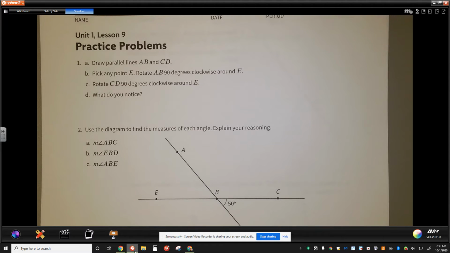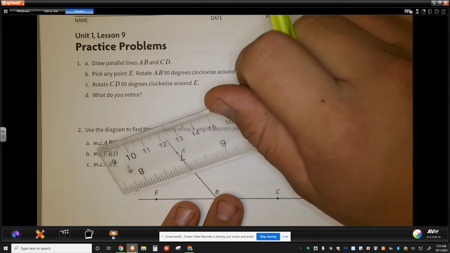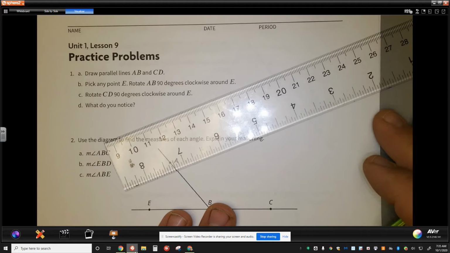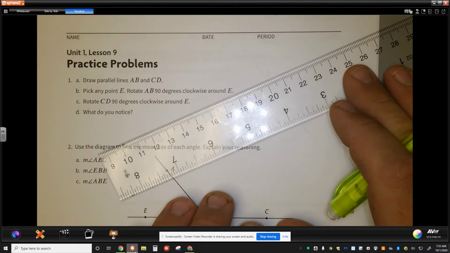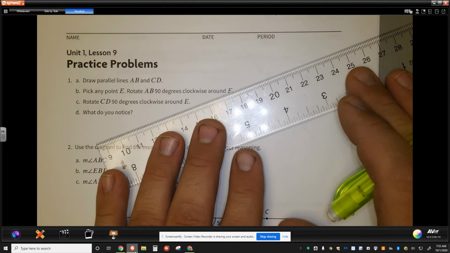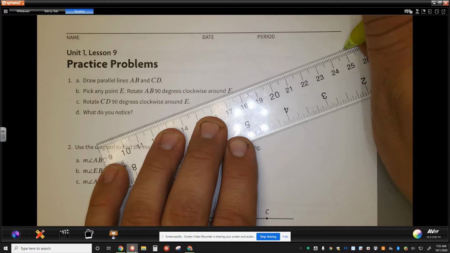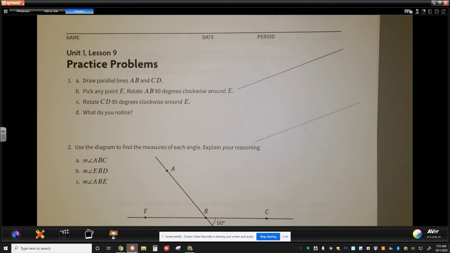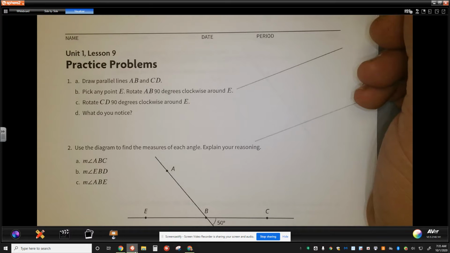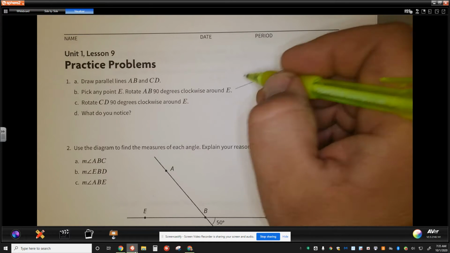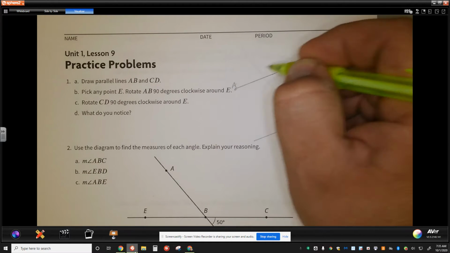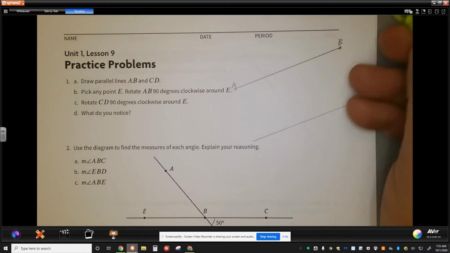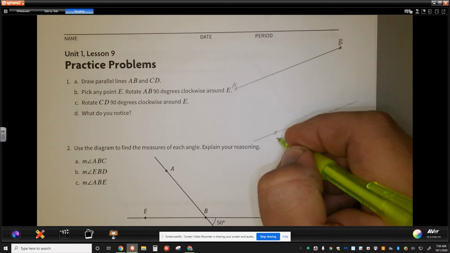And you might be saying, well, how am I going to draw parallel lines? Well, my method for this is I take a ruler, and I know that on both sides of that ruler, we should have the same distance on both sides. So I just take my ruler and I like to draw two lines just like this. Those lines, parallel lines AB and CD. So this line will be AB, and this line will be CD.